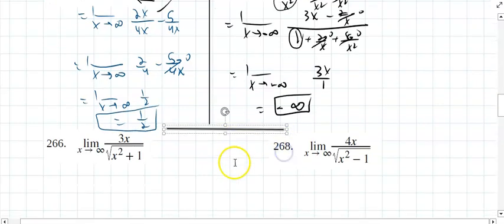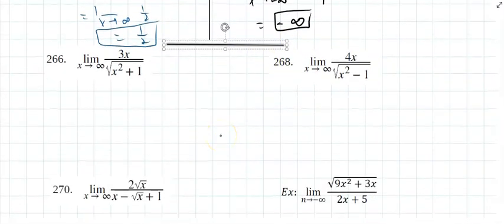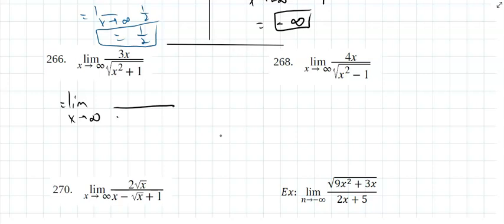Now, we get to absolute value, and there's a small trick with absolute value. I want to take the limit as x approaches infinity. So here, I want to divide by the highest power term of the denominator. The highest power term of the denominator, obviously, I would like to divide this by x squared, this by x squared. The top is 3x. So I'm trying to divide by the square root of x squared.